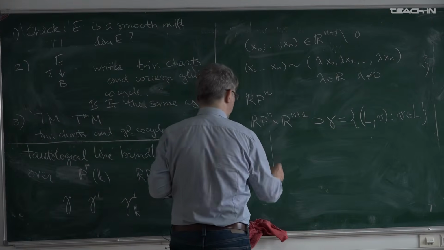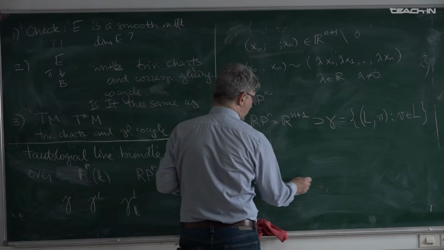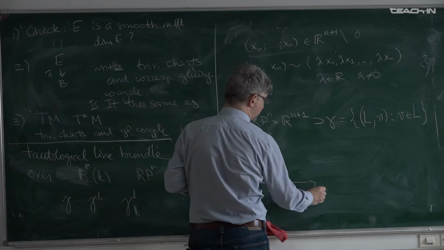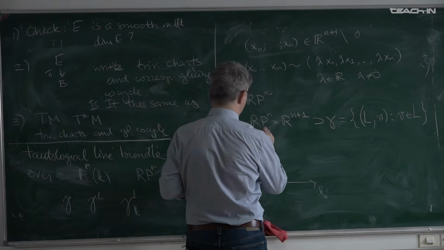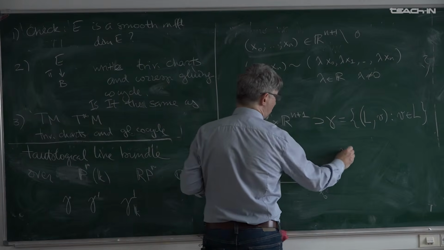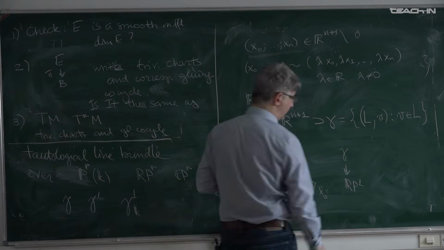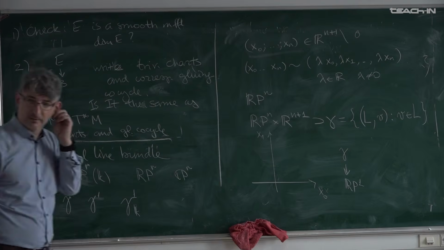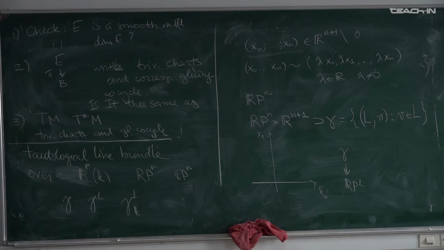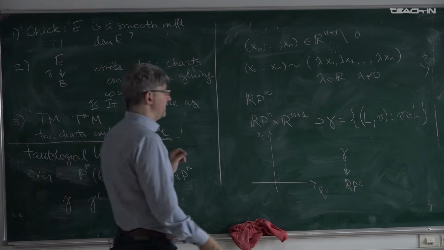For example, I will draw you a picture for gamma over RP1. Tell me please, what is RP1? One-dimensional projective space. It's a projective line. Yes, from topological point of view, just a circle. So we can think about it.